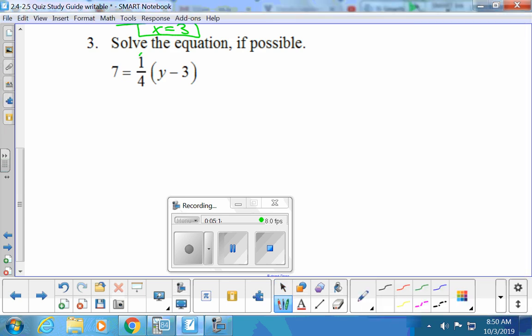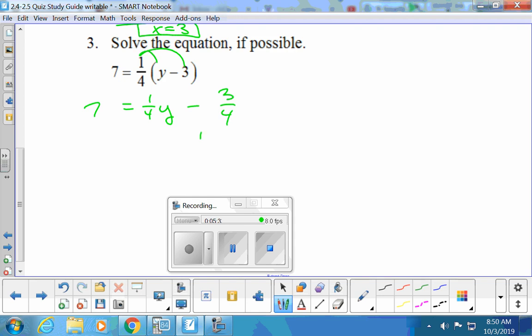All right, we're going to take our 1/4 and distribute it. That's 1/4 y. We're going to take our 1/4 and distribute it. It's negative 3/4. And then we have our 7 over here. What do you think we should do next?